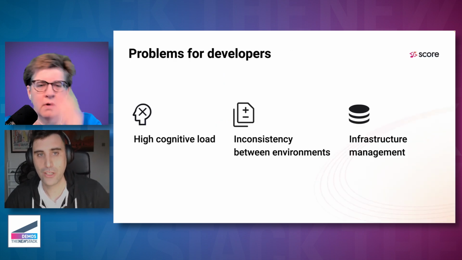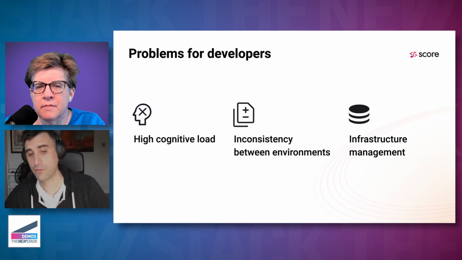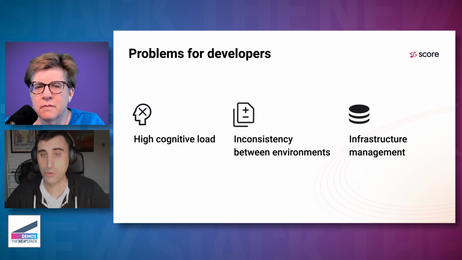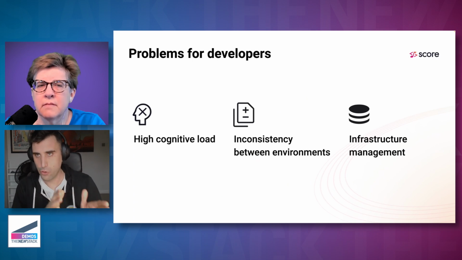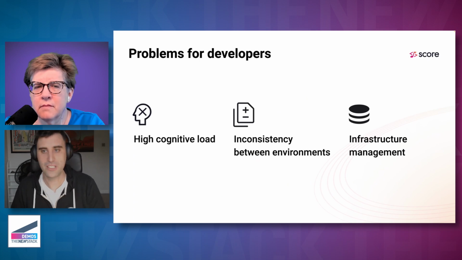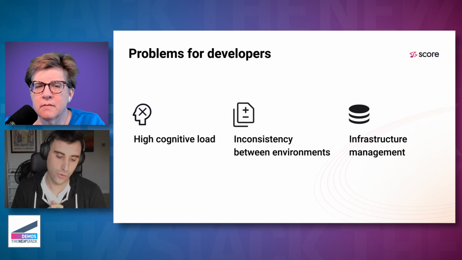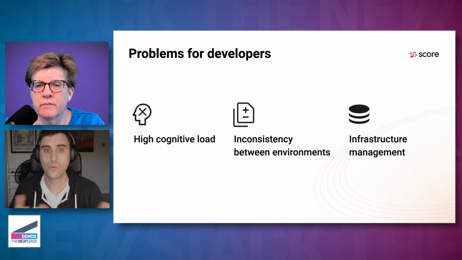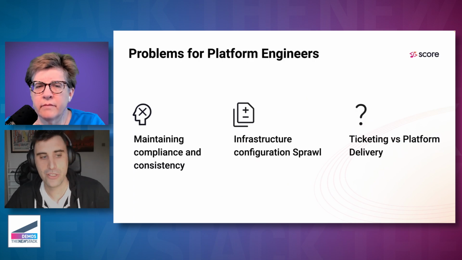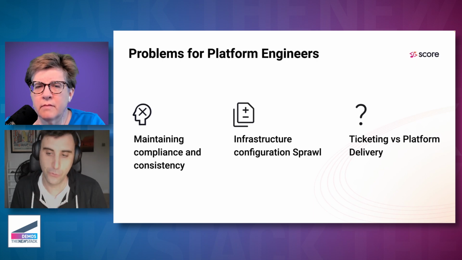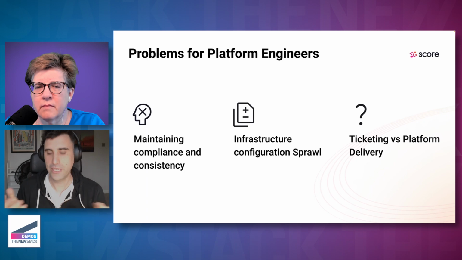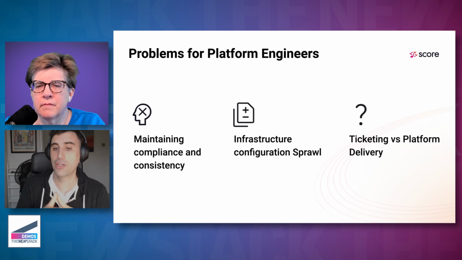And these are the problems that we're trying to solve for developers. We are essentially trying to solve the problem of high cognitive load. This is usually brought about by inconsistency of configuration between environments, having to manage your Kubernetes manifest files across different environments and make sure they're all consistent and the same and there is no drift. And also infrastructure management, so that your developers don't need to manage infrastructure themselves or do ticket ops. And for platform engineers, it's all about maintaining compliance and consistency and being able to deliver a platform versus doing ticketing, and keeping infrastructure configuration sprawl to a minimum.